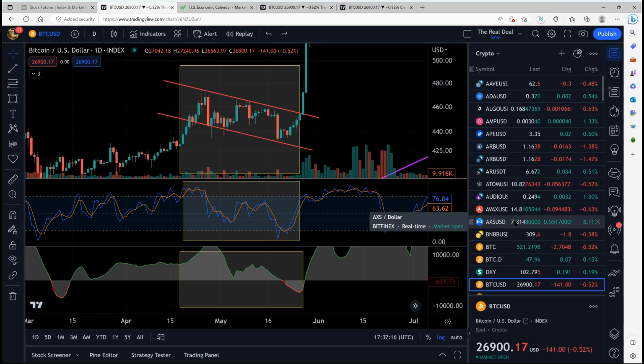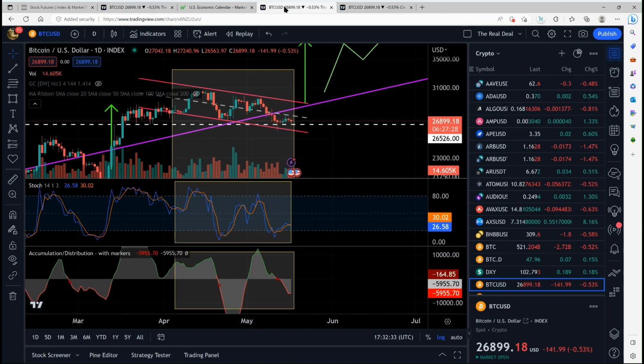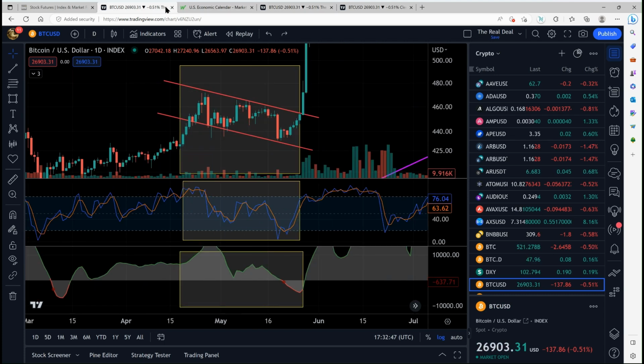I want to try to make this short and quick. It's very powerful. We're looking at Bitcoin on the daily chart here. You might think we're looking at today, but we are looking at May of 2016. And now we're looking at today. Now we're looking at May 2016. Now we're looking at today. I have the price chart, the stochastic indicator, and the accumulation indicator.